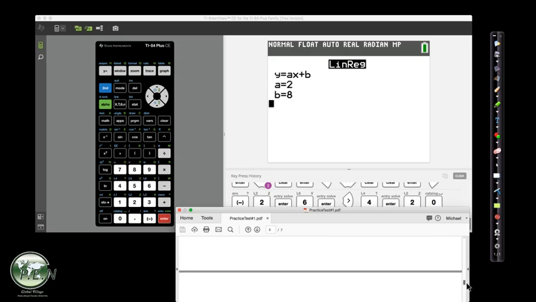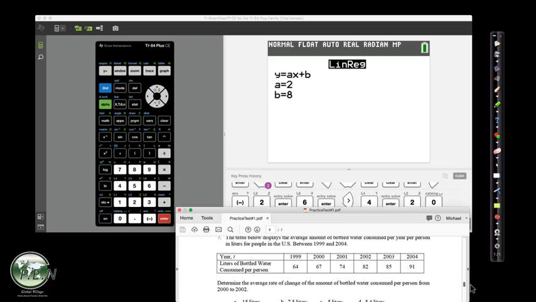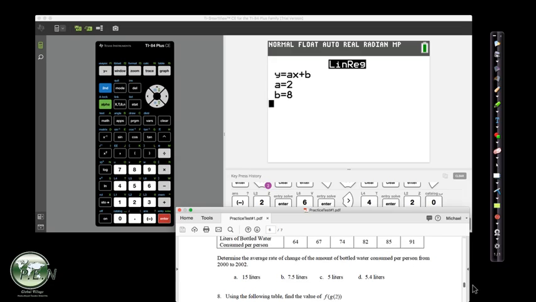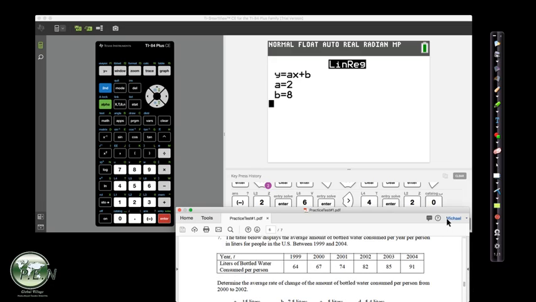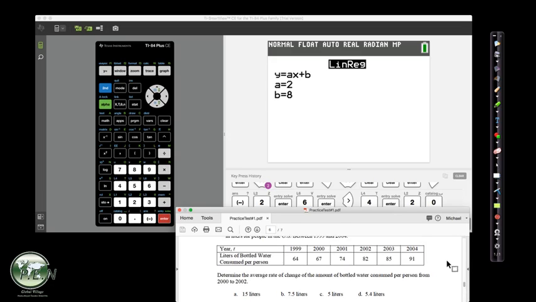Let's see, that one we'll do later. This one, okay, let's go ahead and do this one. But this one is a little different. It wants the average rate of change. Okay, so I'm going to show you how this is different. We're not going to enter all the data. So it's a table. Let's see.